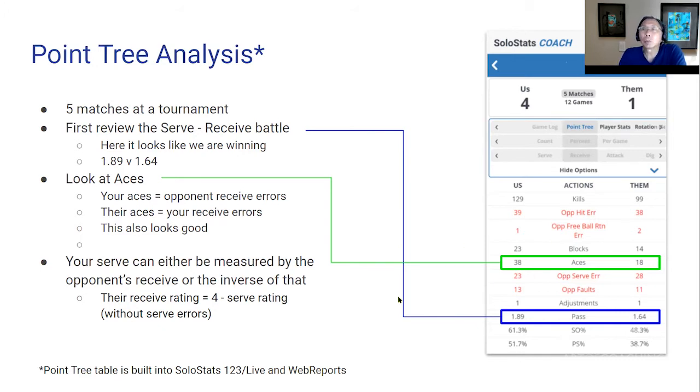Now, if you don't have your opponent's receive statistics, but you do have your serve statistics, you can do this simple math. Their receive rating equals 4 minus your serve rating, but your serve rating has to exclude serve errors.